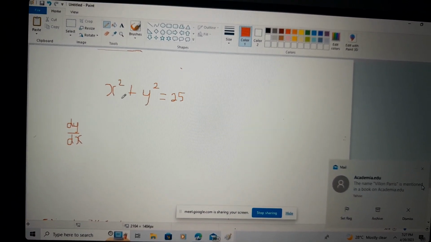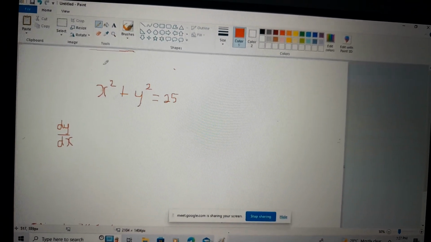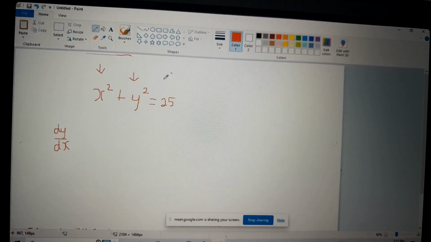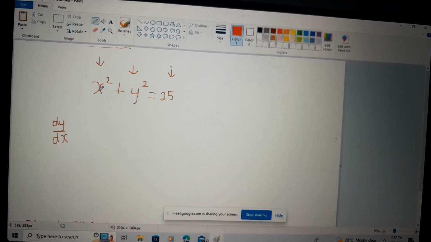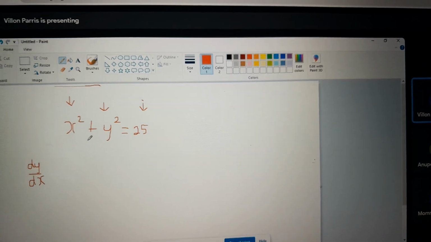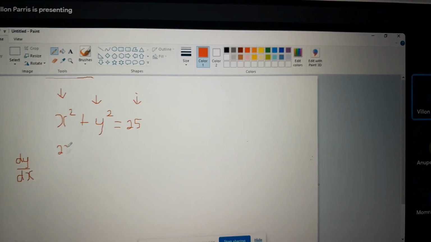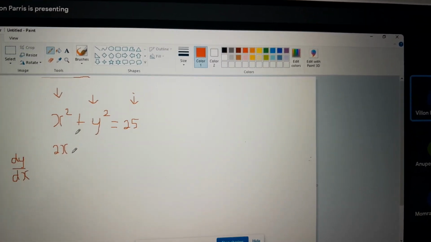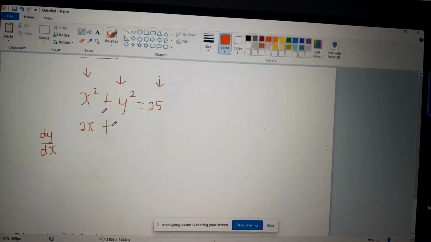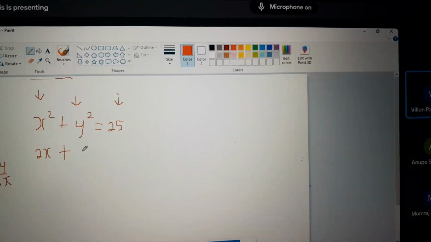So what we are going to do right now, let's differentiate. Each of these terms we have to differentiate. When we differentiate x squared, what will we get? 2x. And if you follow what I said before, let's leave that as that. When we differentiate y squared, what will we get? 2y, sir.